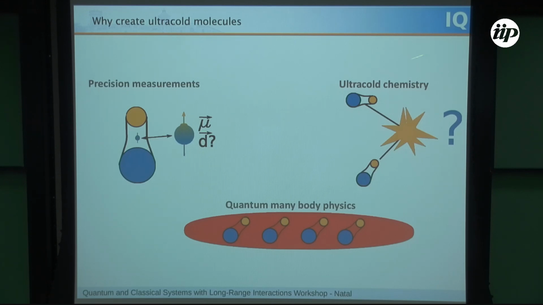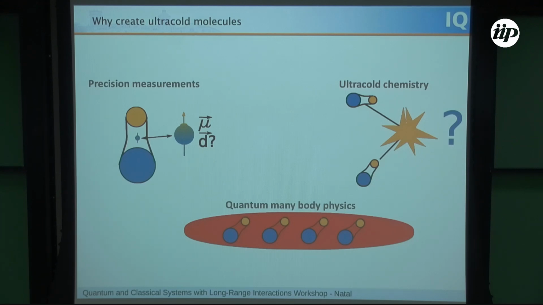Another thing you can do with ultra-cold molecules, of course, is ultra-cold chemistry. That seems maybe a little bit boring because you're just looking at two molecules colliding, but on a theory level, you could change the orientation of these molecules. You can put them in different eigenstates, and you can really test the fundamental theories of scattering and of chemical reactions. But we're here for the quantum many-body physics.